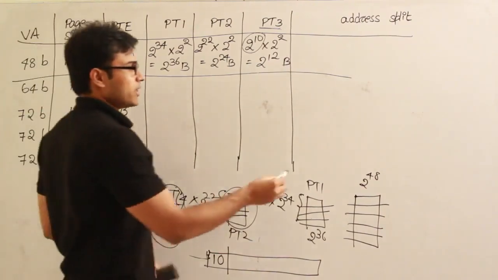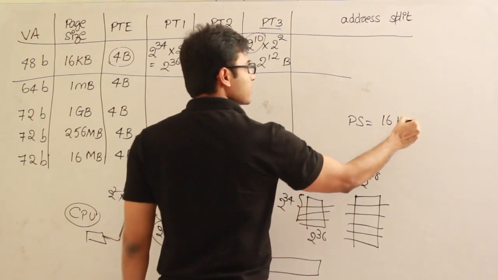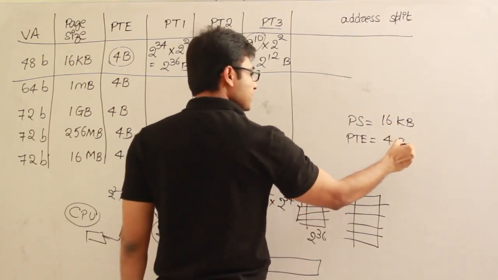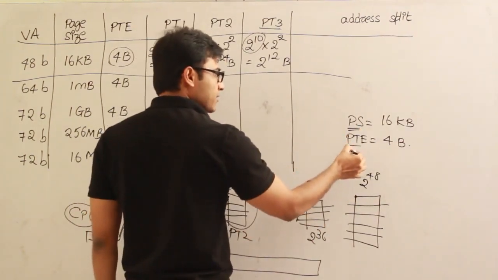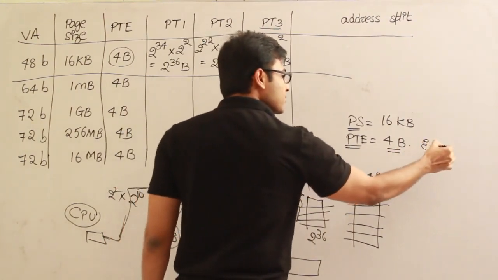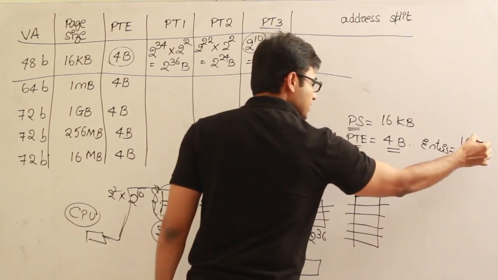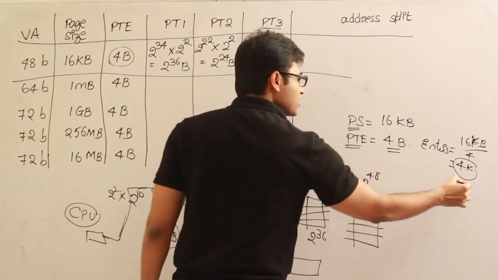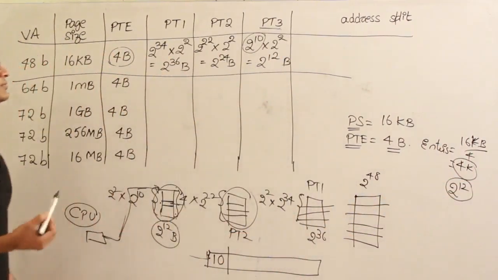See, now the page size is 16 KB, right? And page table entry size is 4 bytes, right? And now each page contains many entries, and each entry size is 4 bytes. Then how many entries will be present in one page? Number of entries present in one page is 16 KB divided by 4, which is nothing but 4K entries, right? So what is 4K entries? 2 power 12 entries are present in each page.